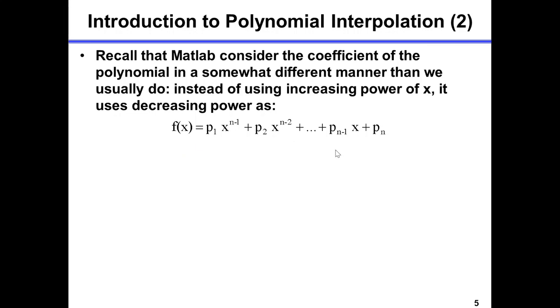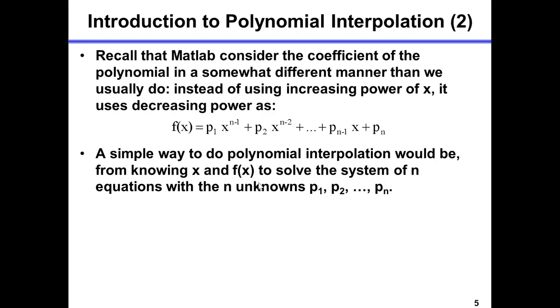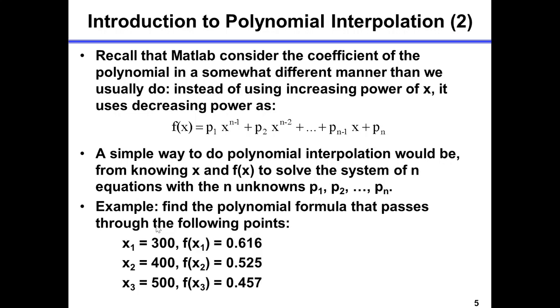This is the same thing that we had on the previous page, on slide number 4. The only thing that happens is that I have p1 x to the power n minus 1, p2 x to the power n minus 2, and it just stays in decreasing order. A simple way to do the polynomial interpolation would be, from knowing x and f of x, to solve a system of n equations with the n unknowns p1, p2, up to pn. Let's have an example, which is going to make more sense.